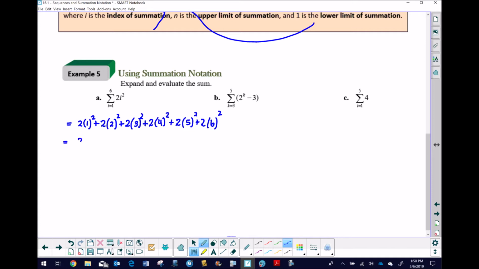So 2 times 1 is 2. 2 times 4 is 8. 2 times 9, right, is 18. Now it starts to get tricky. 2 times 16 is 32. 2 times 25 is 50. And then finally, 2 times 36 is 72. Okay? And if I was going to add this together, I would probably group them. You know, those two guys make 10. These two guys make 50. This guy is 50. This guy is 72. And then I can add them without a calculator pretty easy. 182, is that right?